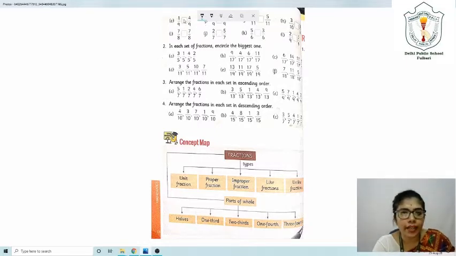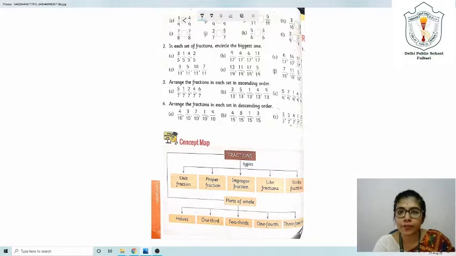So here it will be 1 by 9 is less than 4 by 9. Now next, 7 by 9 and 5 by 9. So what did we get? We got that 7 by 9 is more than 5 by 9.